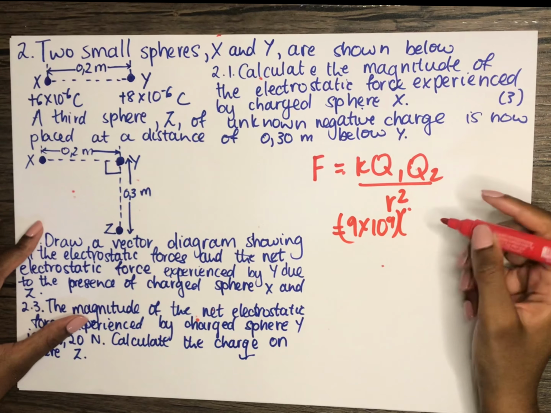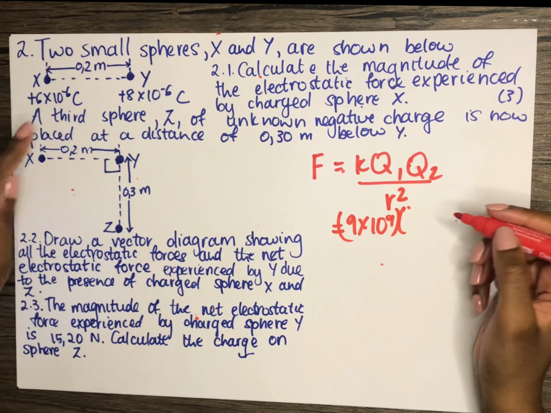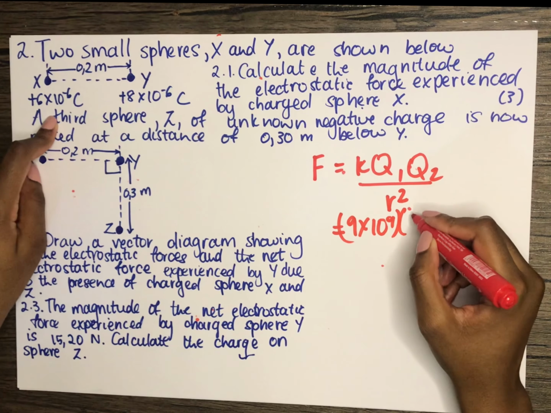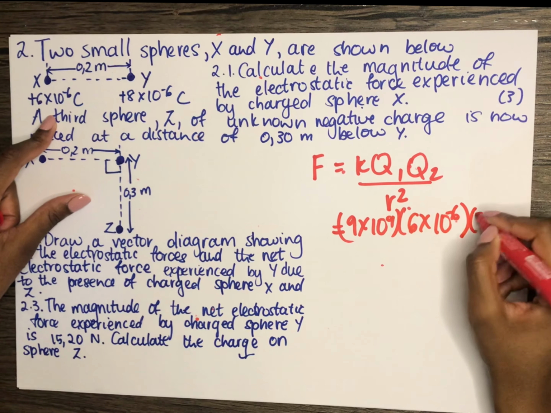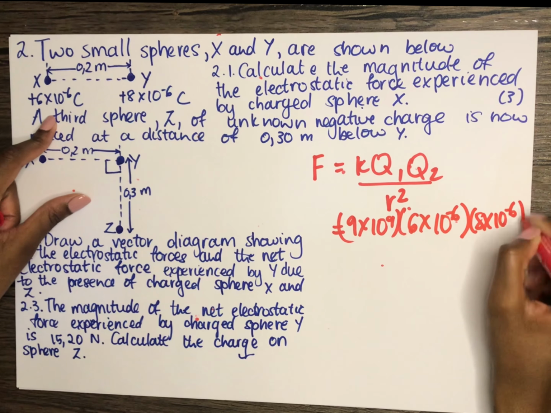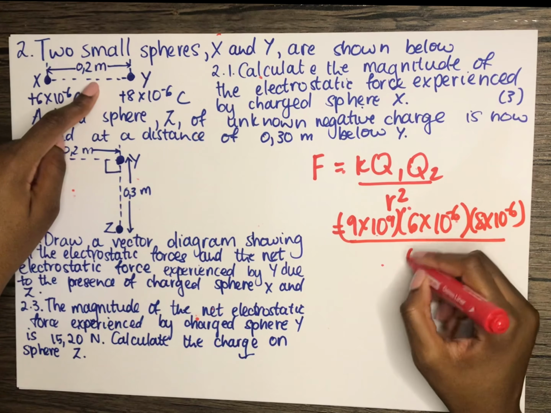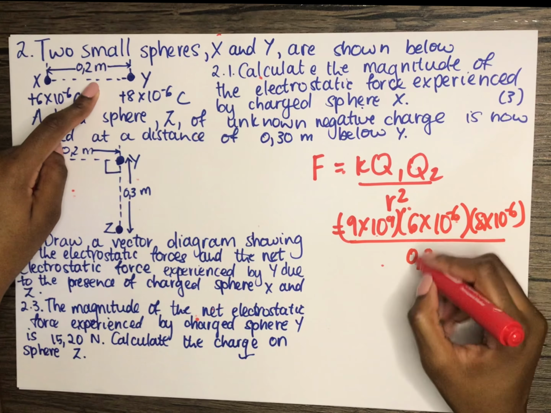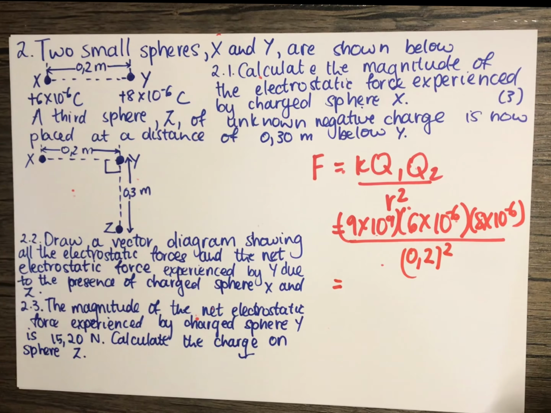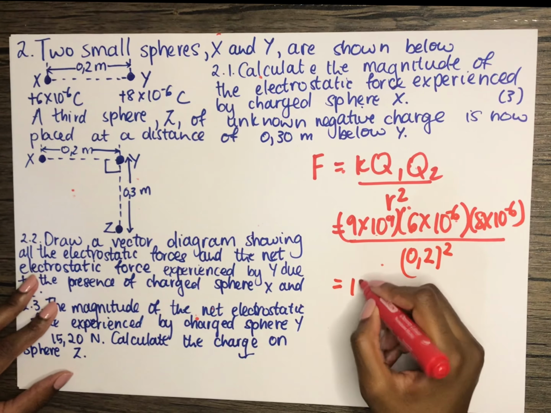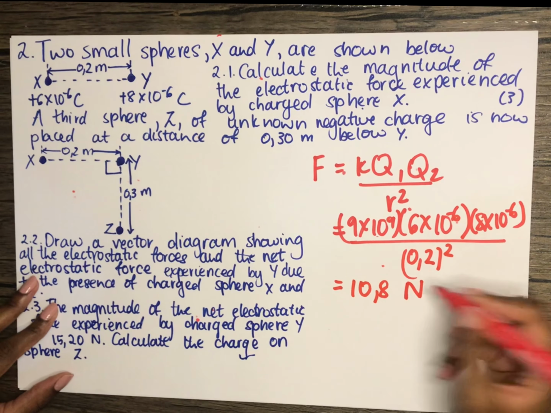So now they're saying I must calculate the magnitude of the electrostatic force, which I can easily do using Coulomb's law. We've been given the magnitude of the charges, so it's 6 times 10 to the power of negative 6, and it's 8 times 10 to the power of negative 6. And the distance we are also given in meters, which means we don't have to do any conversions, right? And then you'll get an answer of 10.8 newtons.